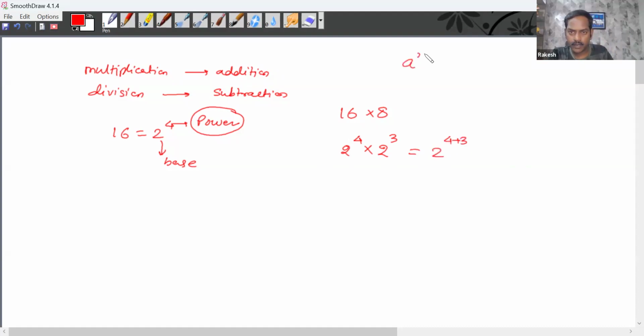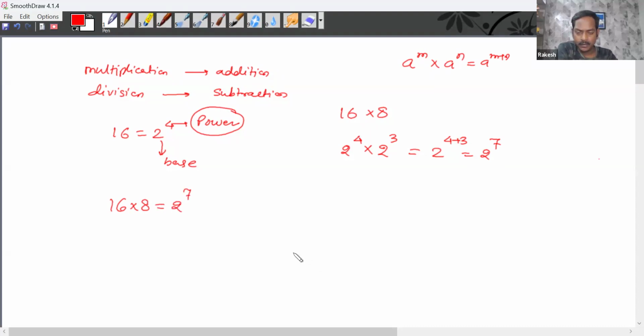So can I say their product is as good as the product of these two? I can apply the laws of indices to write it as 2 to the power 4 plus 3, because as per the laws of indices, a to the power m into a to the power n is equal to a to the power m plus n. So this is equal to 2 to the power 7. So 16 into 8 is nothing but 2 to the power 7.